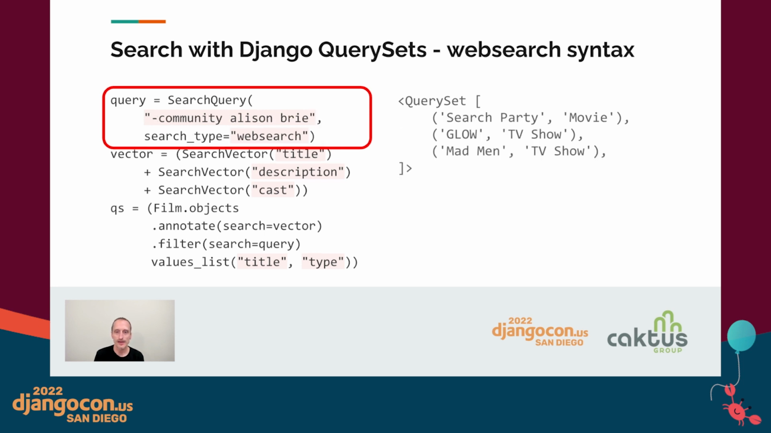Lastly, say we want to find Alison Brie's other works. We can simply add a minus sign in front of community, and the results include other TV shows and movies without community.